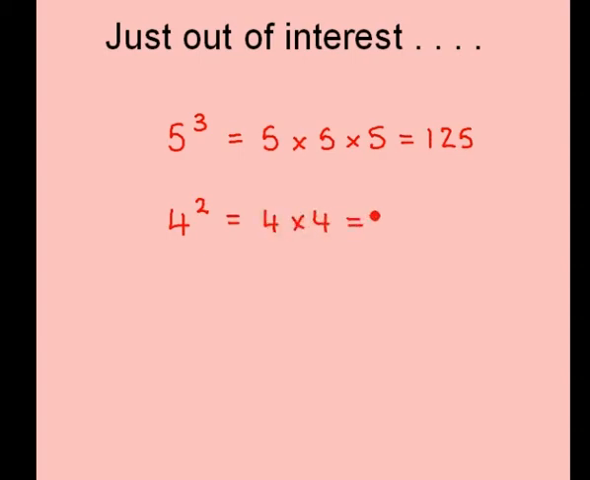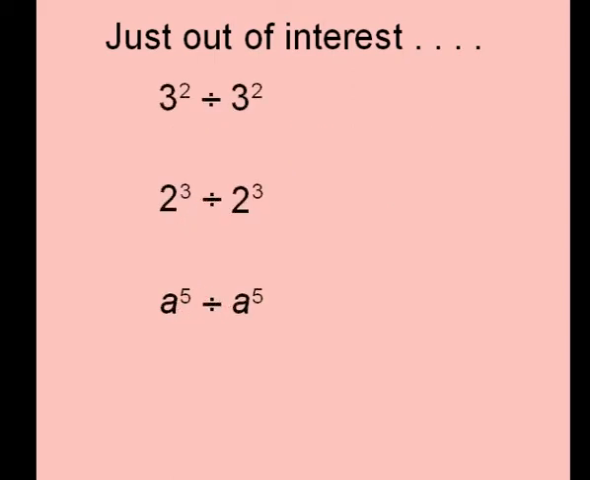Just out of interest, you can probably work out what the answer to 5 cubed is, because you know that 5 times 5 times 5 is 125. You can probably work out what the answer to 4 squared is, because 4 times 4 is 16. But unless you've seen it before, I bet you can't work out what 5 to the power of 0 is. Let's have a look at this.